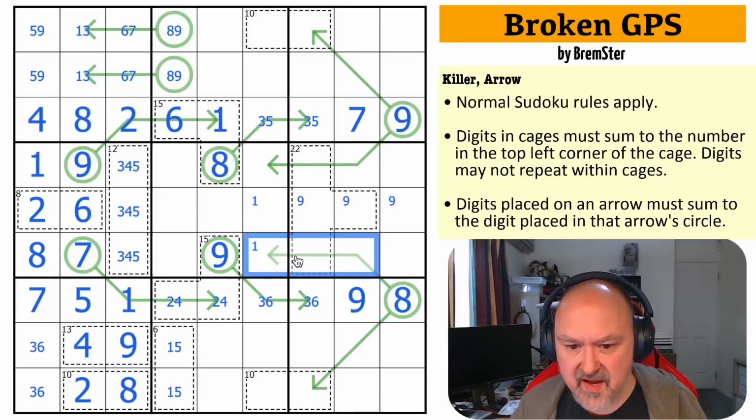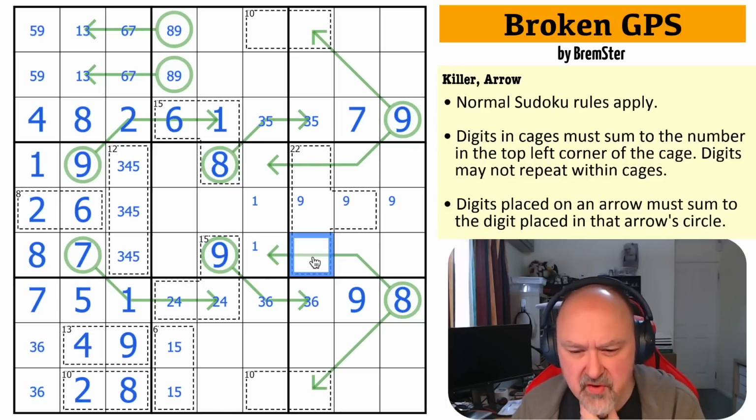So the 8 arrow has to have a 1 on it somewhere. And it's either 1, 2, 5 or 1, 3, 4. This 22 cage can probably take all of those, can't it? But the maximum I can put in here is a 5. This is a 1, 2, 3, 4, 5.